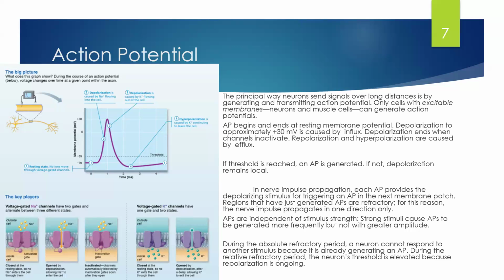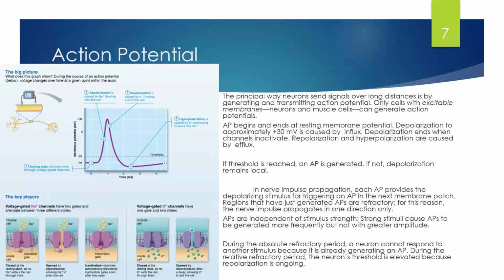And then the action potential begins and ends at resting membrane potential. This is depolarization to about 30 millivolts, caused by influx. And then the depolarization ends when the channels inactivate. So again, depolarization is caused by influx. We get repolarization and hyperpolarization when we have efflux. If our threshold is reached, then an action potential is generated. If not, then the depolarization remains local.